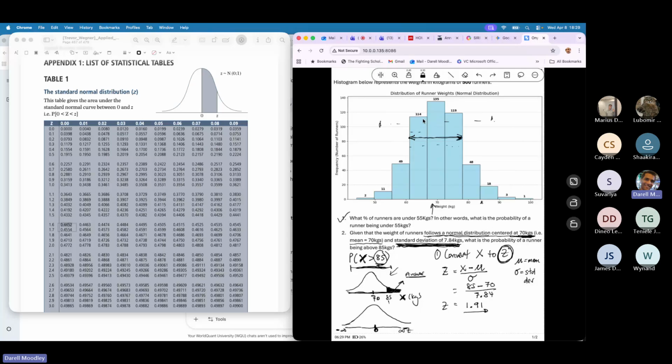But what does 85 correspond to? That's what you've done here. The equivalent of 85 is 1.91. So in other words, it's 1.91 here. Now you can use the table on the left to figure out this area, the area on the right of it.